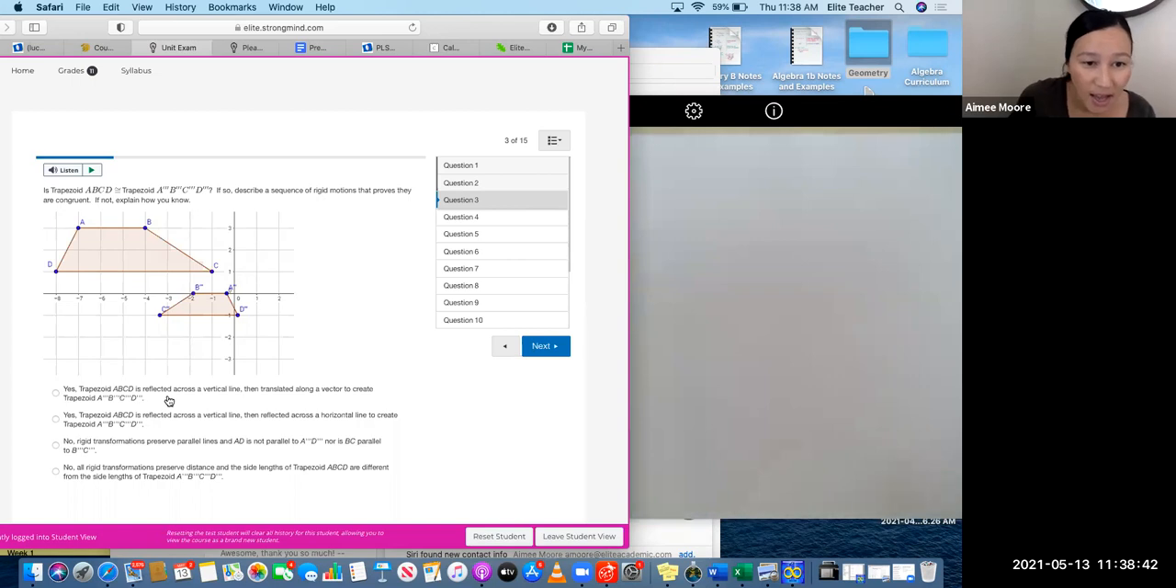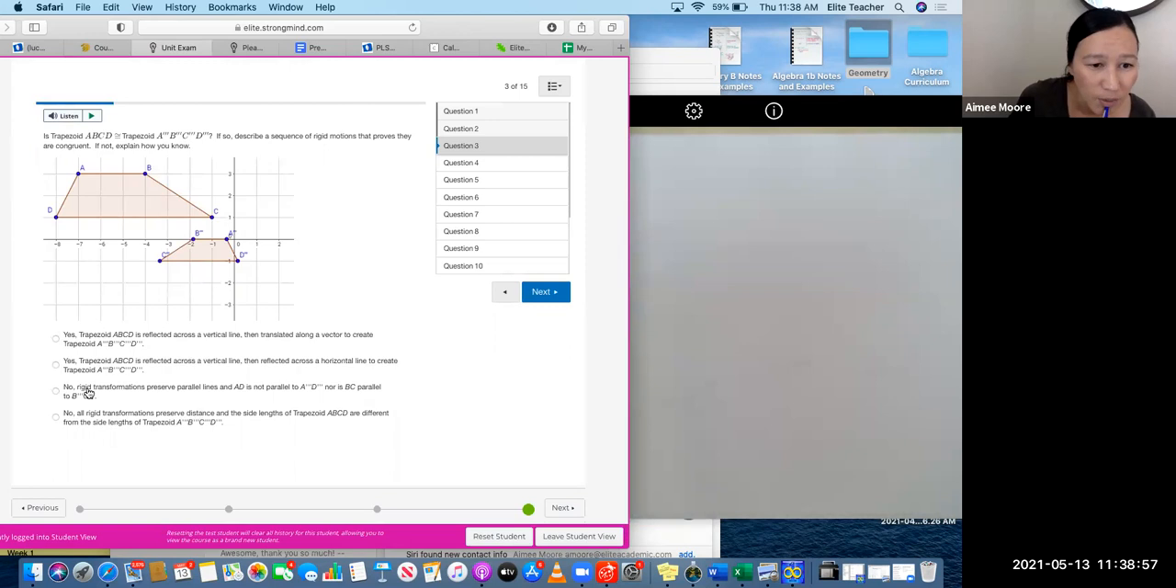So let's see. Is it possible that there was just a reflection and then a translation? No, so we know it's not this first one. A reflection and then another reflection? No, because again, the size has changed, right? No rigid transformations preserve parallel lines, and AB is not parallel to, I don't think so. Let's look at this last one. No, all rigid transformations preserve distance, and the side lengths of trapezoid ABCD are different from the side lengths. So that's what we said, right? If it was rigid transformations, then the size of the trapezoid wouldn't have changed. So that would be this one.